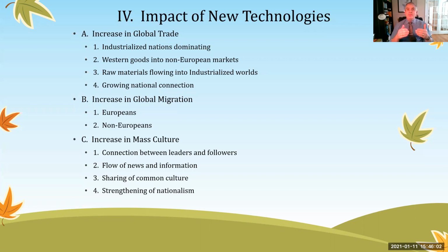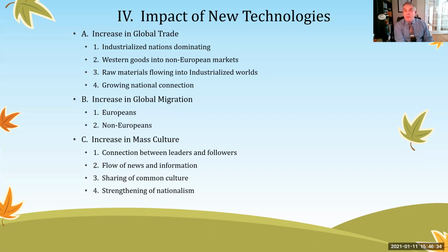So the connection between leaders and followers is also going to increase. Leaders can directly communicate to their followers through radio. You're going to have much more of a direct connection. There's a reason why Hitler and Mussolini came about at the same time radio was growing. It's because here's a new method of communication, and they were able to utilize it as a way of rallying support from their followers.